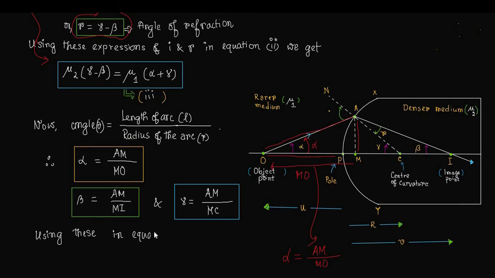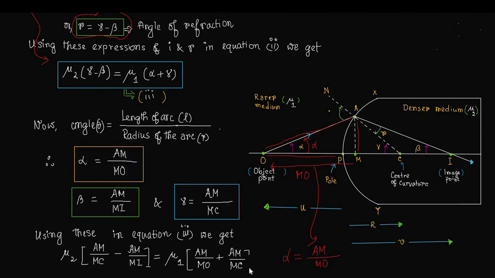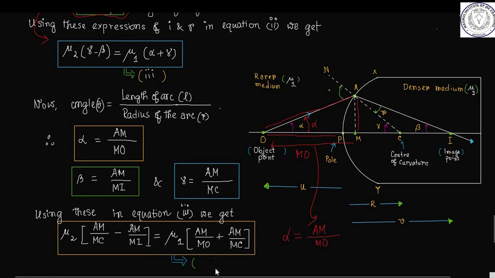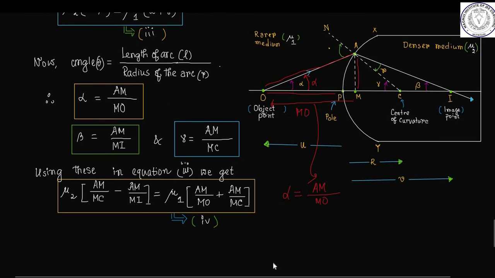Using these expressions of alpha, beta and gamma in equation 3, we get mu2 into AM by MC minus AM divided by MI is equal to mu1 under bracket AM divided by MO plus AM divided by MC. So we get this expression, mu2 into AM by MC minus AM by MI is equal to mu1 into AM by MO plus AM by MC, which is equation 4.